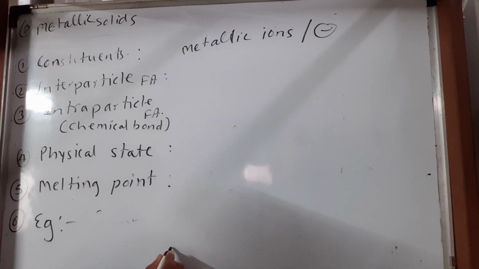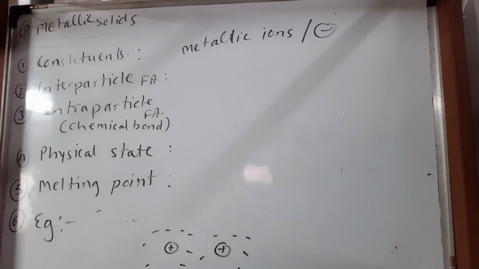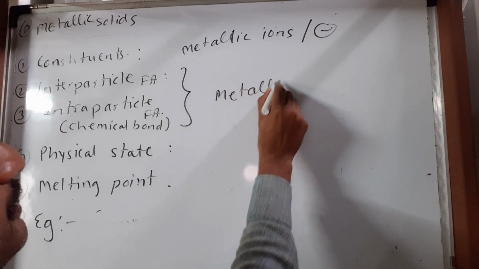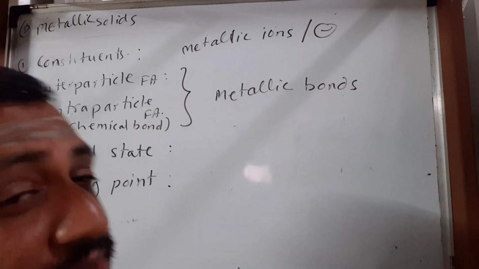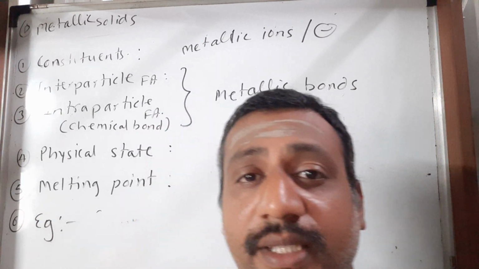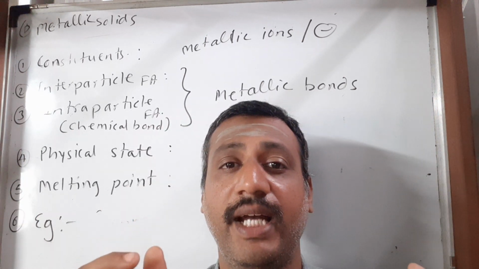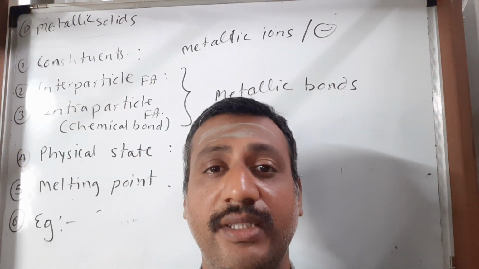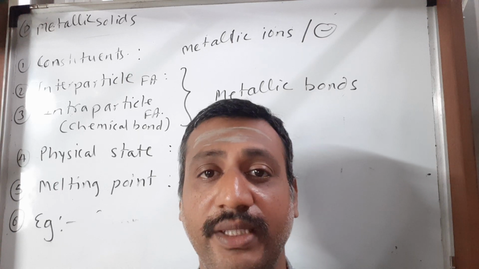Suppose here we have a metallic ion, Fe+2, and it is surrounded by a sea of electrons. So the constituents are metallic ions surrounded by a sea of electrons. Next, interparticle forces of attraction and intraparticle forces of attraction are all metallic bonds. What is the metallic bond? The force of attraction between the positively charged metallic ions and the sea of electrons in the three-dimensional network crystal structure of the metals is called the metallic bond.